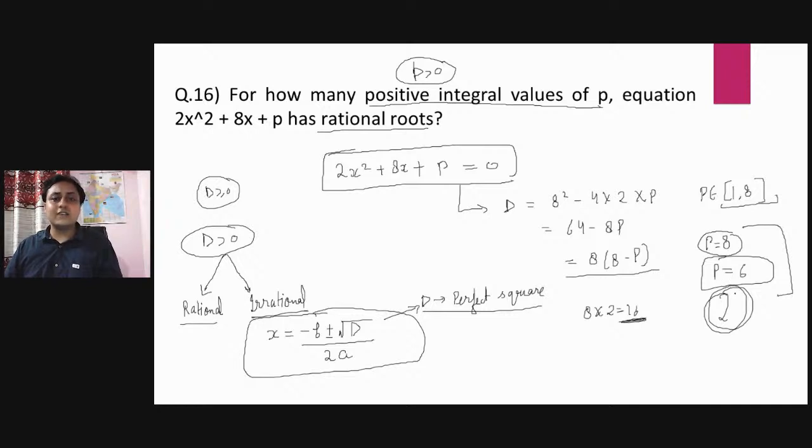For how many positive integral values of p? Two positive integral values of p, that are 8 and 6. So 2 is the right choice. Got it, guys? I think this question is clear to all.